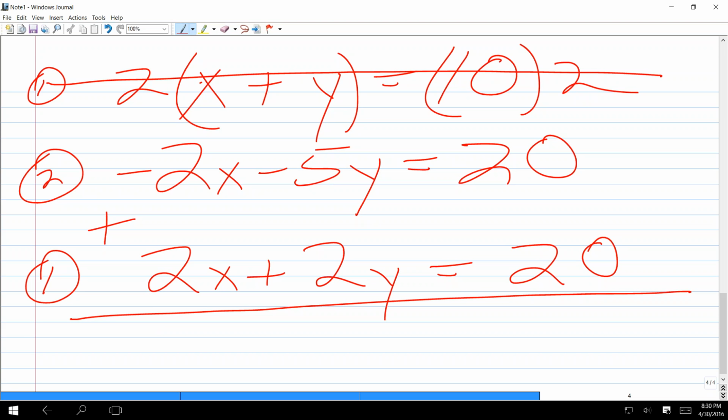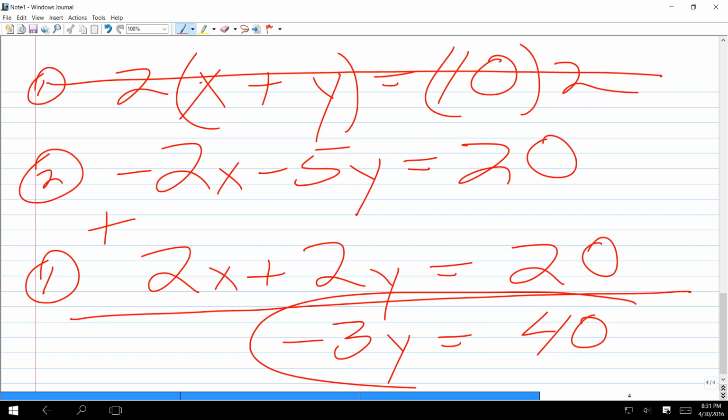The reason this is called elimination is because you're trying to eliminate a variable. And what I end up with when I add the y's is I get a minus 3y equals 40. Well, now I can solve that for y. Once I come up with an answer for y, I can go back into either of these equations that you see and solve for x.